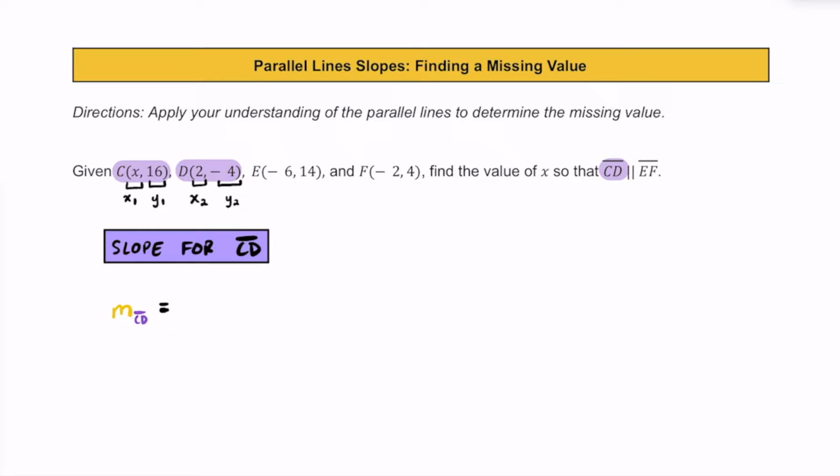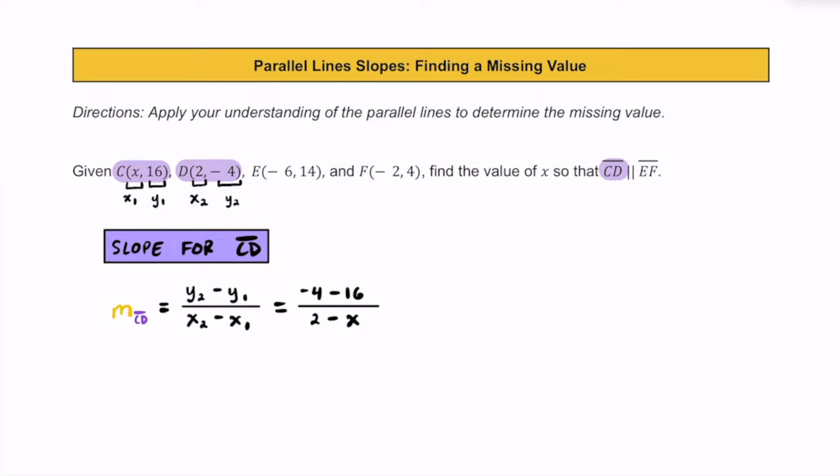So remember, we use the variable m to represent slope, so this is going to be the slope of line CD. And we can set that equal to y2 minus y1 over x2 minus x1, or the equation for slope, which is rise over run. Let's go ahead and substitute the values that we have for line CD.